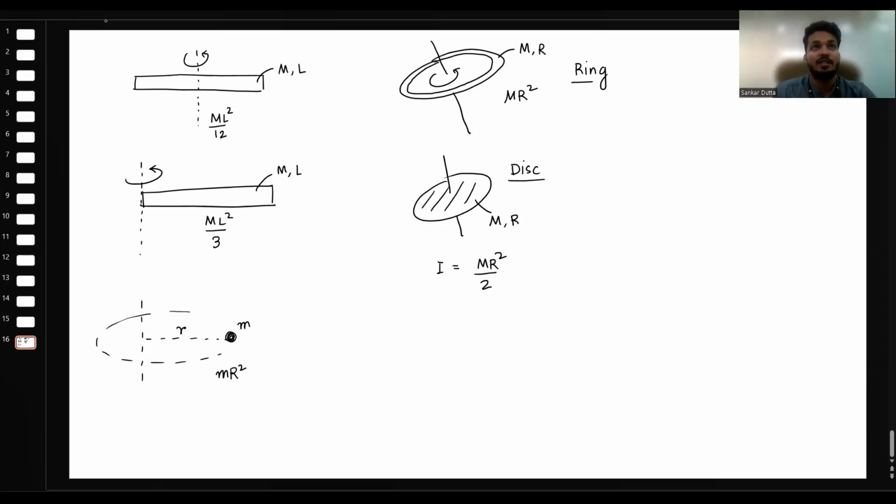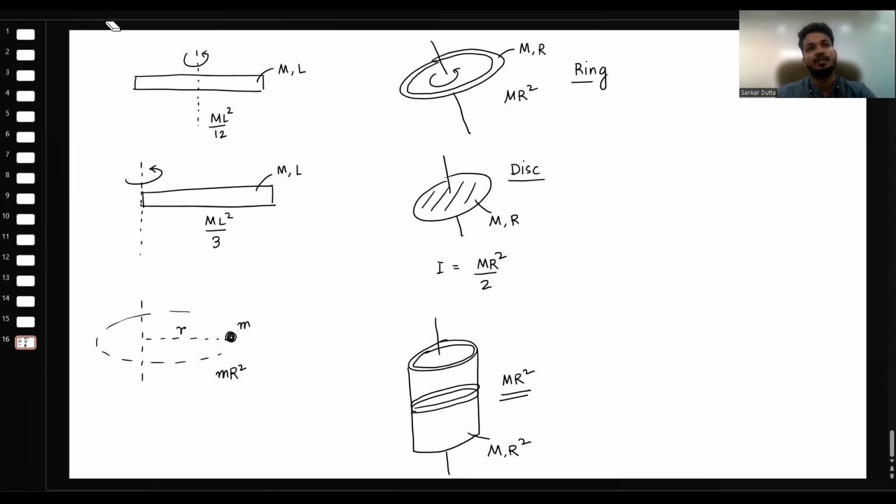Okay. Now, what about a hollow cylinder? An example of a hollow cylinder is an empty can. That will be mr square, the same as the ring. The reason is that if you cut a small part out of this hollow cylinder, you end up with a ring only. So if you add up all those small rings throughout the hollow cylinder, the moment of inertia will be the mass of the entire hollow cylinder times the radius square, so mr square. The radius of this thing is r.